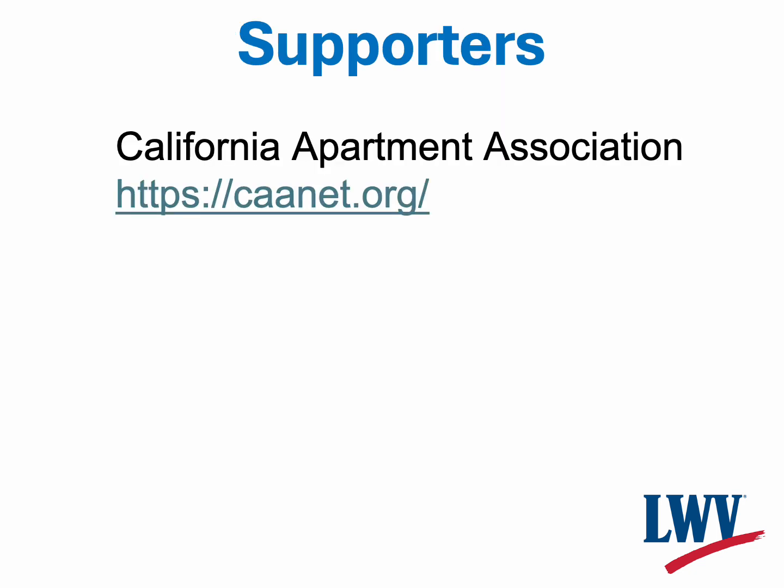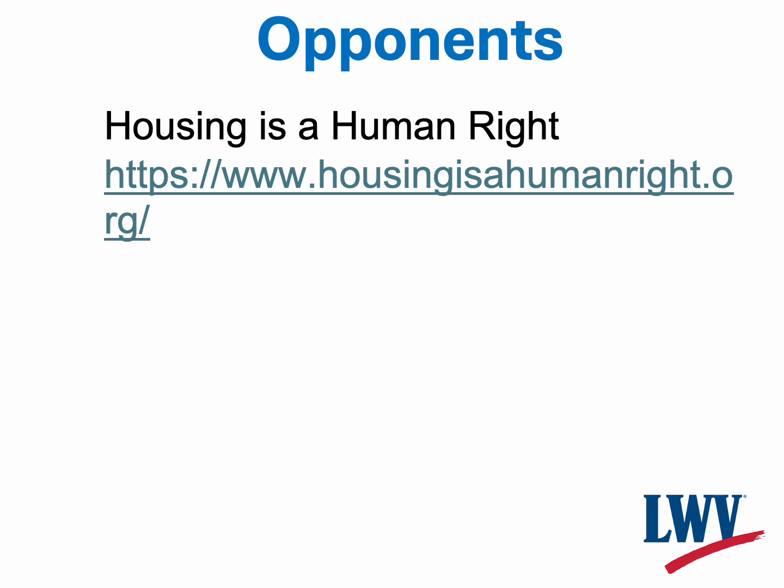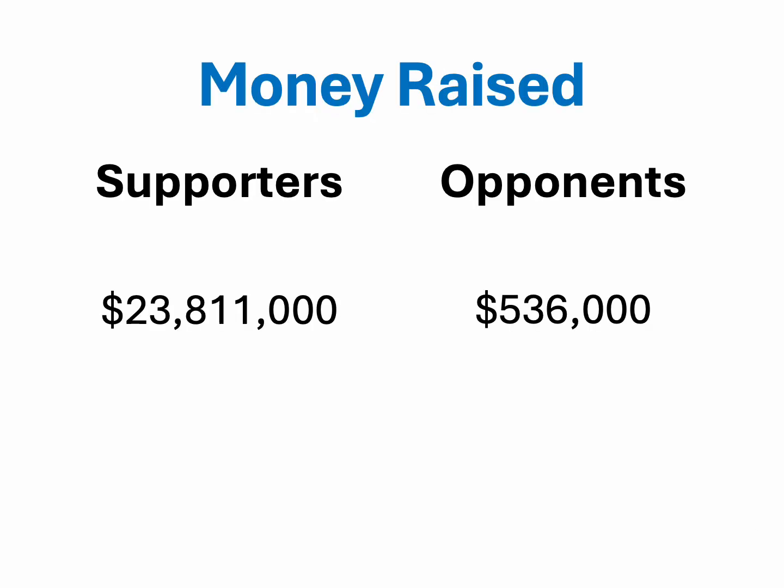The proponent of Proposition 34 is the heretofore named California Apartment Association. In opposition to Proposition 34 is the nonprofit Housing is a Human Right. And finally, as far as the money raised on this proposition, according to the California Secretary of State's office, supporters have raised almost $24 million, whereas their opponents have gathered together a war chest of over $500,000 to fight this proposition.